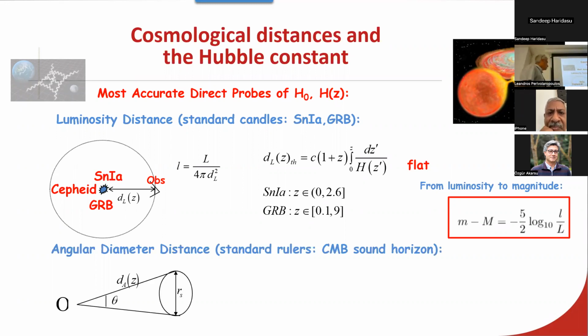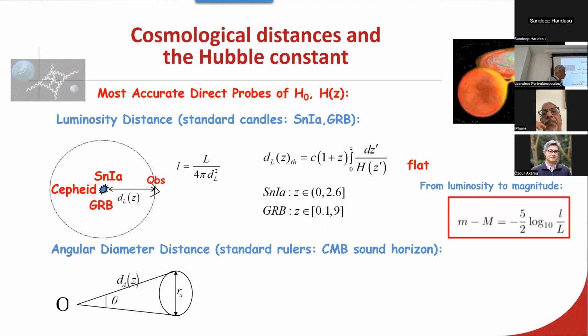A similar way to measure H of z is using the angular diameter distance, using standard rulers. The most useful standard ruler is the CMB sound horizon, which you see here. We measure an angle to an object which has a known size, in this case the sound horizon, that is the distance sound waves travel from the Big Bang to the time of recombination.